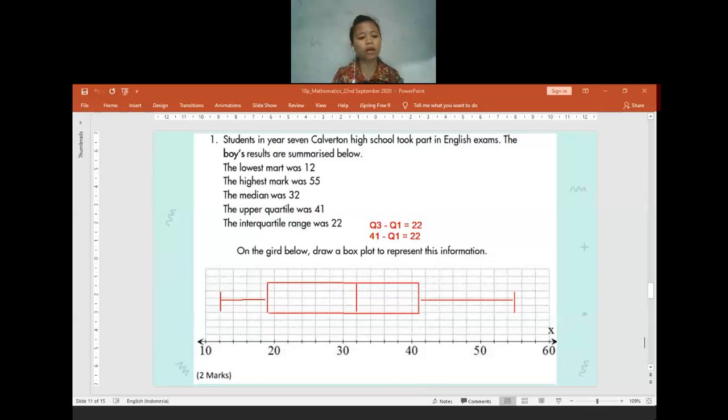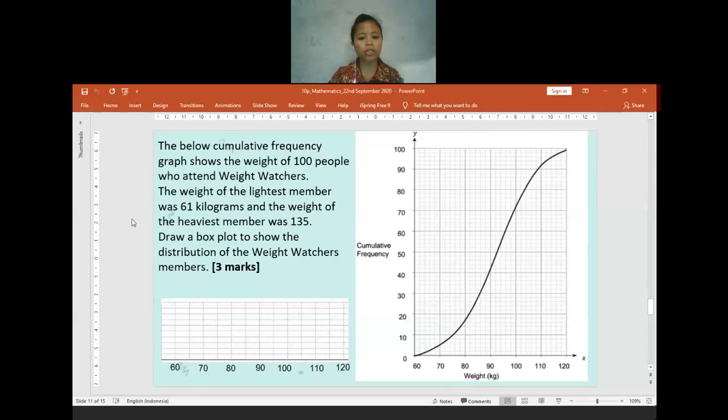Is there anyone having any question about drawing the box and whisker plot? Is there anyone? No? I hope this is clear enough for you. If you have no question, I will continue to the next question. For the next question, we have the cumulative frequency. Now from the cumulative frequency, I want you to draw the box and whisker plot.